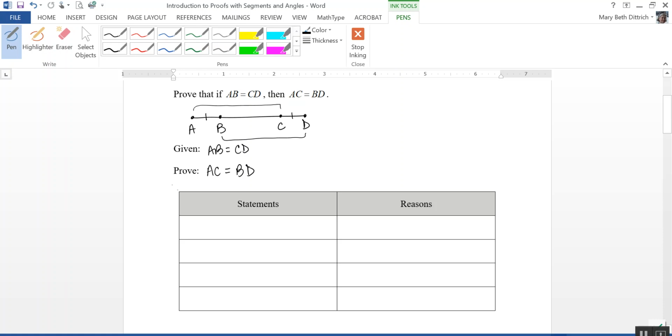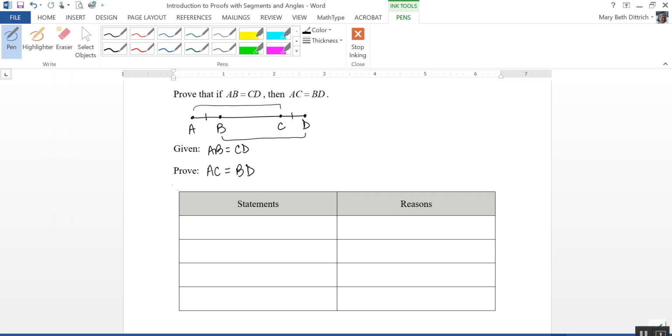And you'll see here that I have a little table with one column that says statements and one column that says reasons. This is what's generally called a two-column proof. There are other ways to write proofs. You can also do a paragraph proof, which is just sentences, or a flow proof, which kind of uses arrows that point to different things. I'm just going to show you a two-column proof here.